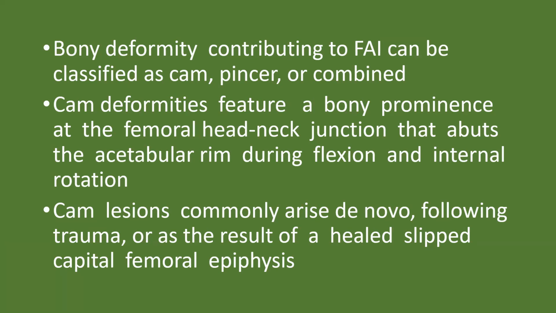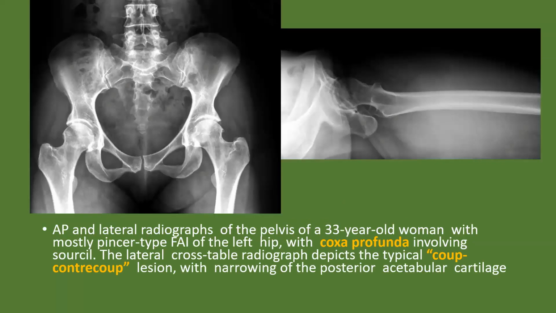This is an AP and lateral radiograph of the pelvis of a 33-year-old woman with mostly pincer type of femoroacetabular impingement of the left hip. And this is known as coxa profunda. There is an extreme surrounding of the head that it impinges. It leads to degenerative arthritis and what we call the coop, countercoop, meaning that they start forming osteophytes.